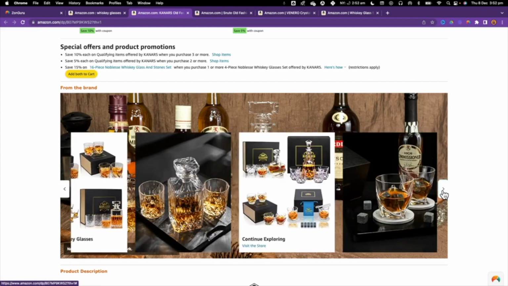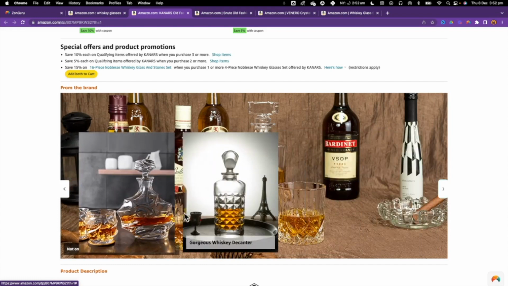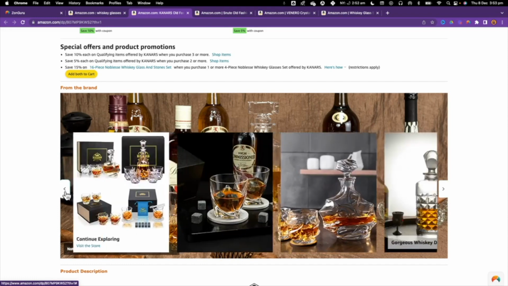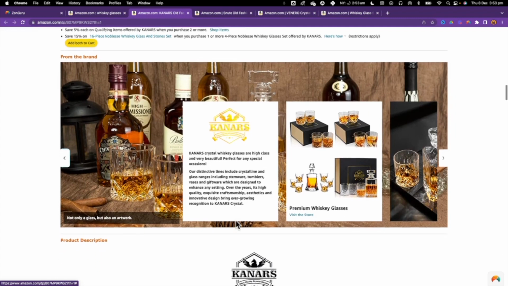Some really great lifestyle images. Again, another opportunity to visit their store and showing more products that they offer. More lifestyle images. You know, they could have put in a little bit more information about the brand, but they do have a little blurb there. So that is really nice. I think that's a pretty good job on brand story.